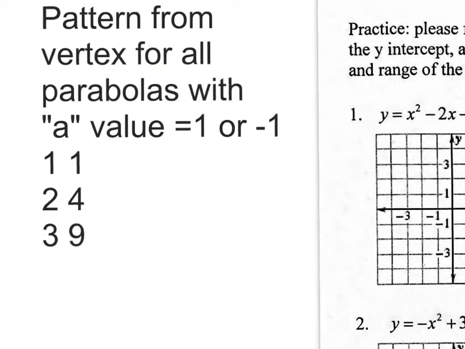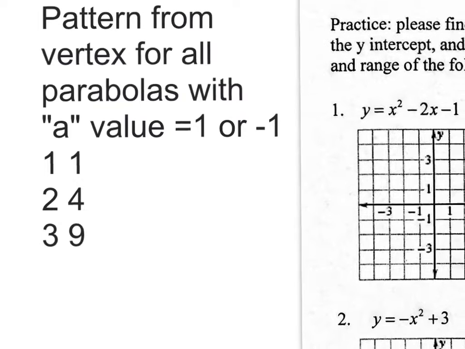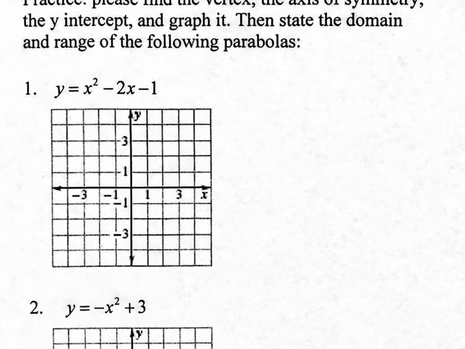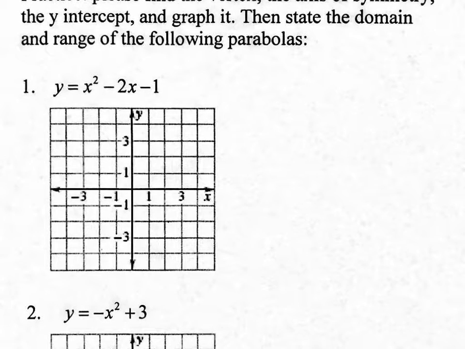The pattern from the vertex for all parabolas with the a value of 1 or negative 1 is 1, 1, 2, 4, 3, 9. Okay? Now you don't have to memorize this, but it's a great shortcut. Anytime you have an a value of 1, your pattern from the vertex will be 1, 1, 2, 4, 3, 9. So let's keep that in the back of our heads. We'll come back to it right now once we actually find the vertex. So right now let's start number 1 by doing the first step on graphing, which is finding the vertex.